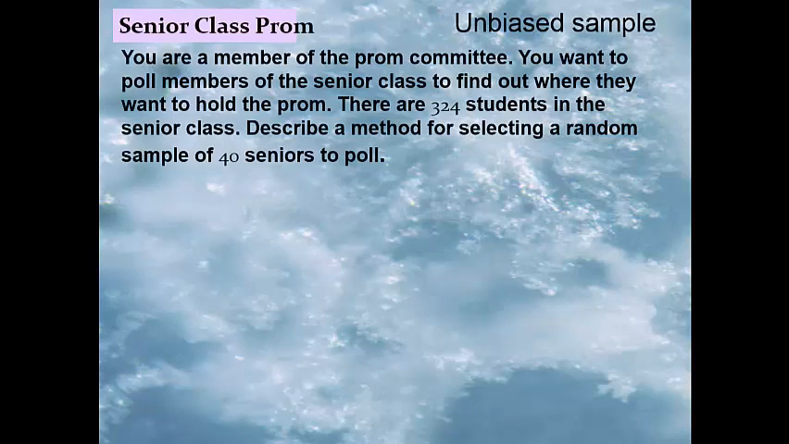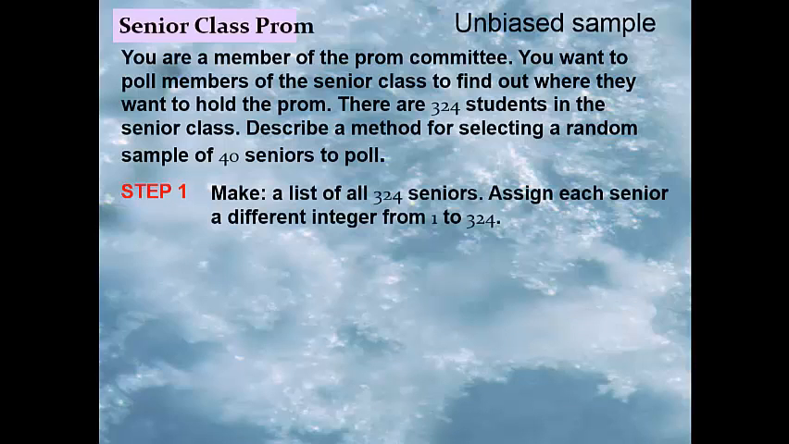An unbiased sample. Let's do this senior class prom example. You are a member of the prom committee. You want to poll members of the senior class to find out where they want to hold the prom. There are 324 students in the senior class. Describe a method for selecting a random sample of 40 seniors to poll.